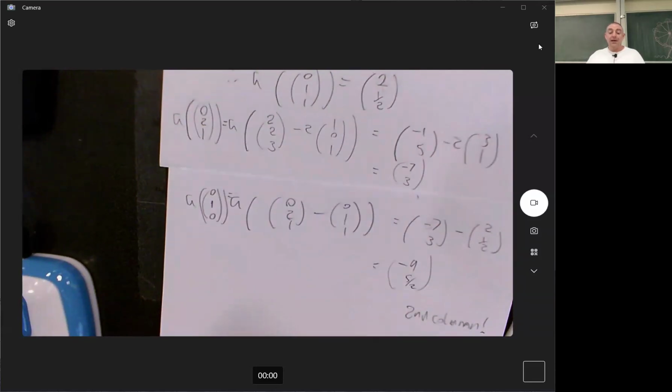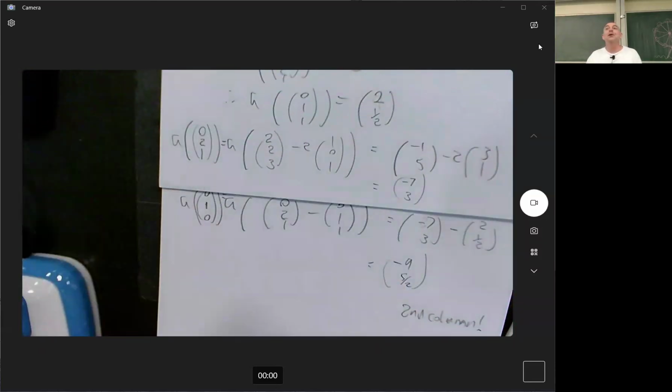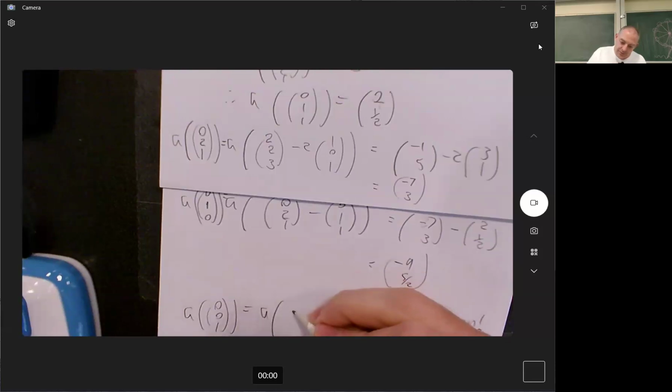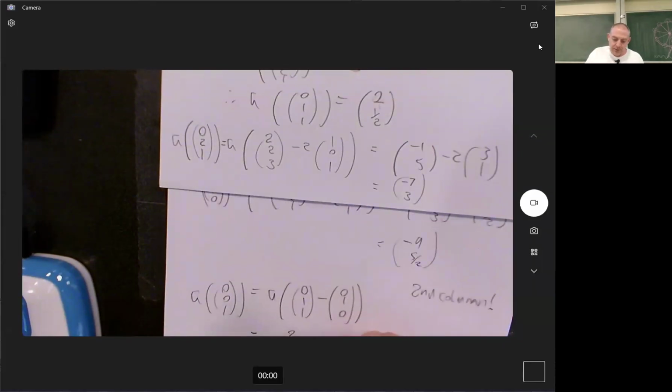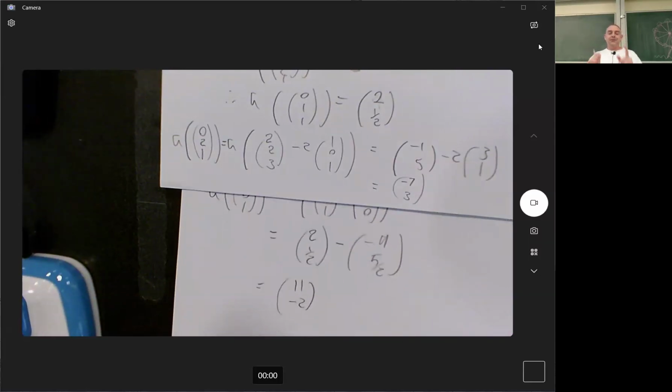Now that I know what 0, 1, 0 is, I can do this minus 0, 1, 0, and that gives me 0, 0, 1. So 0, 0, 1 is G of 0, 1, 1 minus G of 0, 1, 0. And so G of 0, 1, 1 was 2, 5 halves. And 0, 1, 0 was minus 9, 5 halves. So 2 minus minus 9 is 11, and 1/2 minus 2.5 is minus 2. It's my third column.